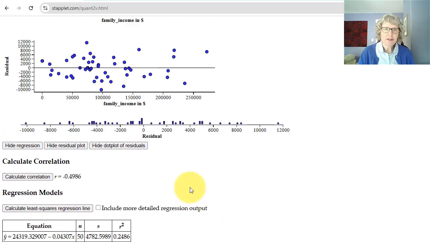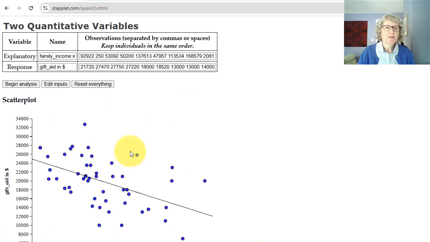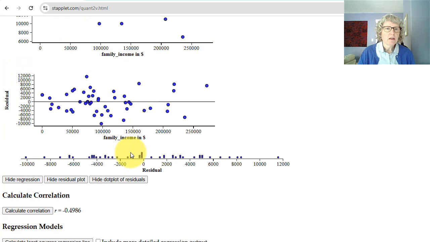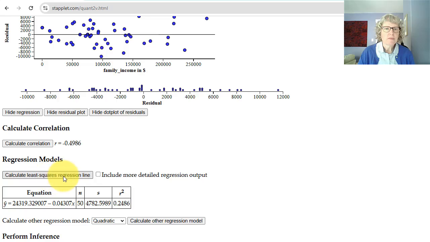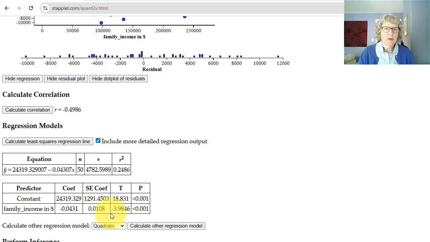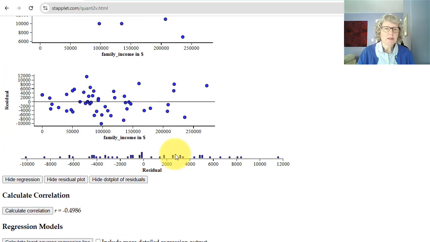We will talk about the equation in just a moment here. There's one other option, which is, where is it? Include more detailed regression output. Okay, so we'll look at this when we get into inference, but you can probably get an idea of, oh, we have a t value and a p value. Okay, I'll save that for just a moment.